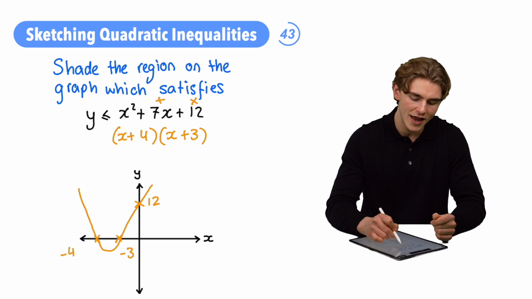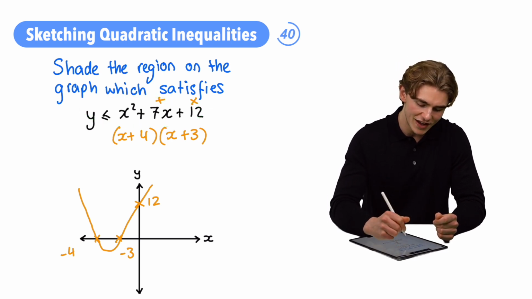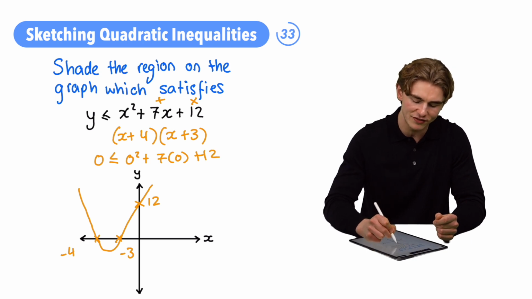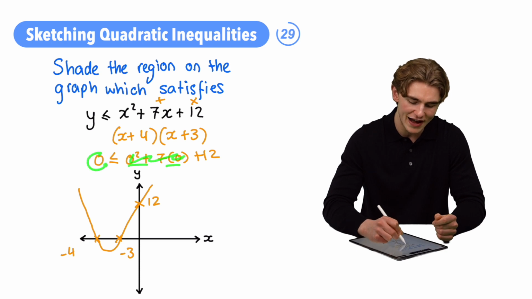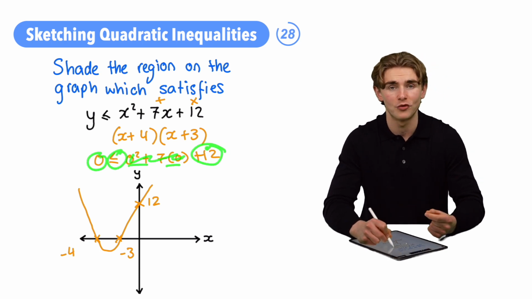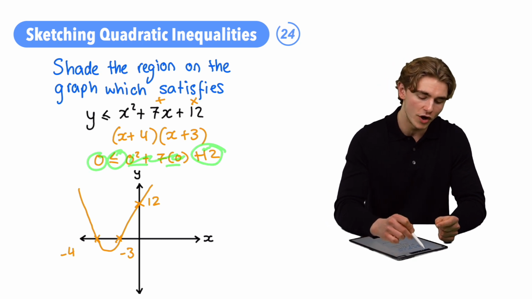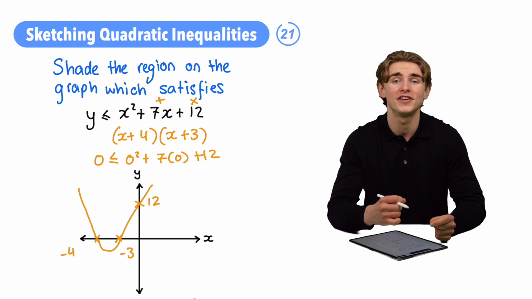So substituting in (0, 0), we're going to have y equals 0 and x equals 0. What's that going to give us? It's going to give us that 0 is less than or equal to 0 squared plus 7 times 0 plus 12. Now, the 0 squared and the 7 times 0 will just go to 0. So the equation becomes that 0 is less than or equal to 12. Is that correct? Yeah, it is correct. 0 is less than or equal to 12. So we know that we're going to be shading the side of the graph which has the origin on it, which has the point (0, 0) on it.